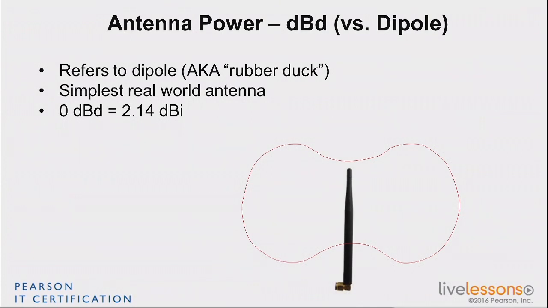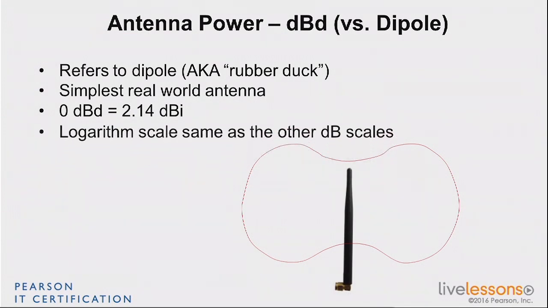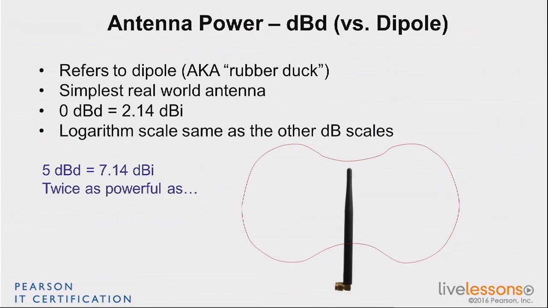If you see something in dBd, dB referenced to the dipole instead of dBi referenced to the isotropic, you can just remove or add 2.14 to move from one scale to the other. So it's the same scale, the same log, the same rule of 3 and 10, etc. You just have a different starting point. Instead of starting from ground zero, you start from 2.14, and that's it. So that's pretty simple. If you have a 5 dBd antenna, that's plus 2.14, a 7.14 dBi antenna. Either way is fine, as long as you know which scale we're talking about, you can move from one scale to the other.